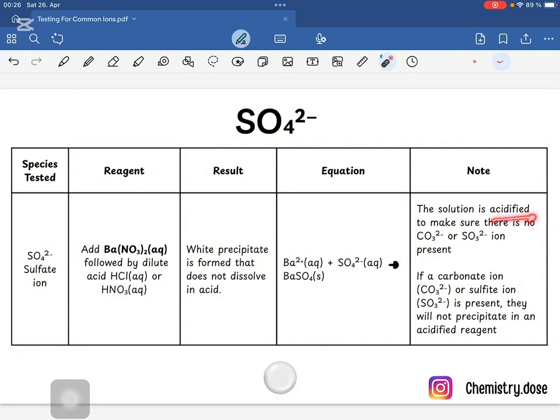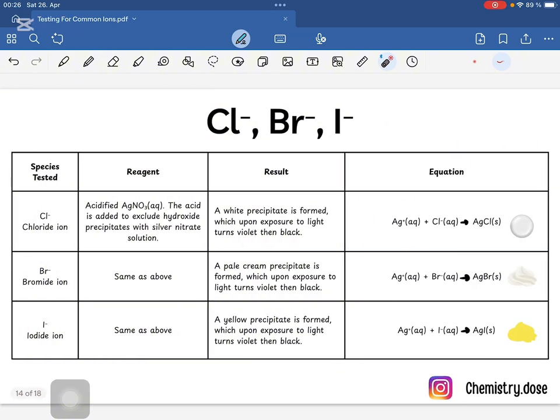Now, just a note, we acidify the solution. We add HCl or HNO3 to make sure there's no CO3 2- carbonate ion or sulfite ion present. Because if a carbonate ion or a sulfite ion is present, then they will not precipitate in an acidified reagent. So the only ion that will precipitate with barium nitrate when it's acidified is the SO4 2-. This is why we acidify the barium nitrate.